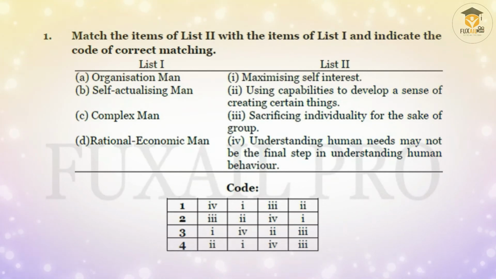List 2: 1. Maximizing self-interest. 2. Using capabilities to develop a sense of creating certain things. 3. Sacrificing individuality for the sake of group. 4. Understanding human needs may not be the final step in understanding human behavior. Code options: 1. 4, 1, 3, 2. 2. 2, 3, 2, 4. 3. 1, 3, 1, 4, 2. 4. 3, 4, 2, 1, 4.